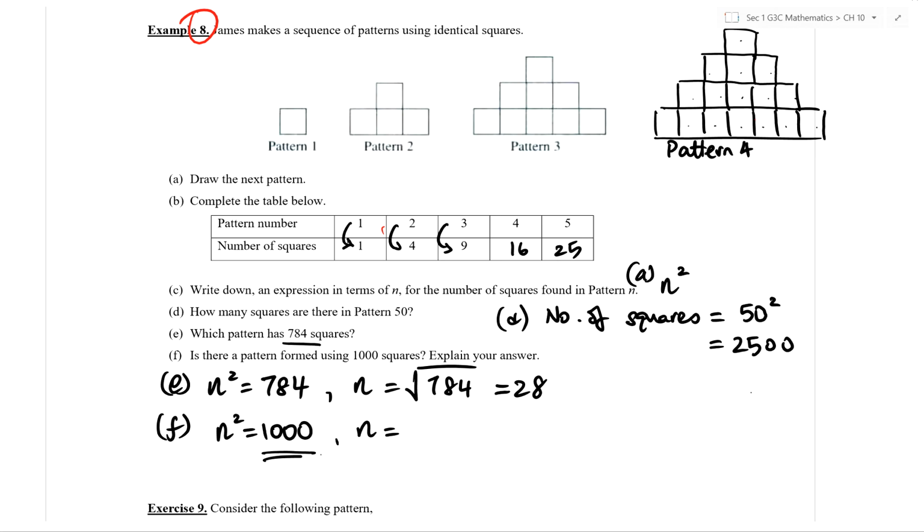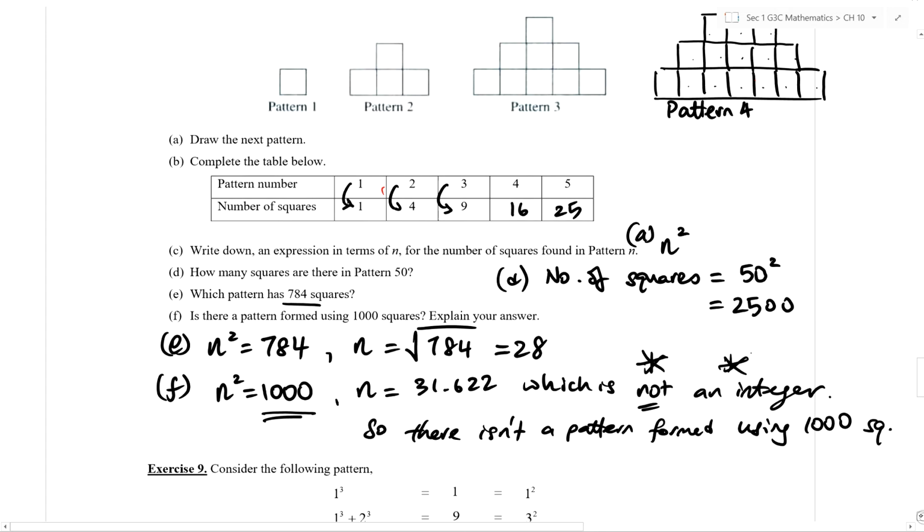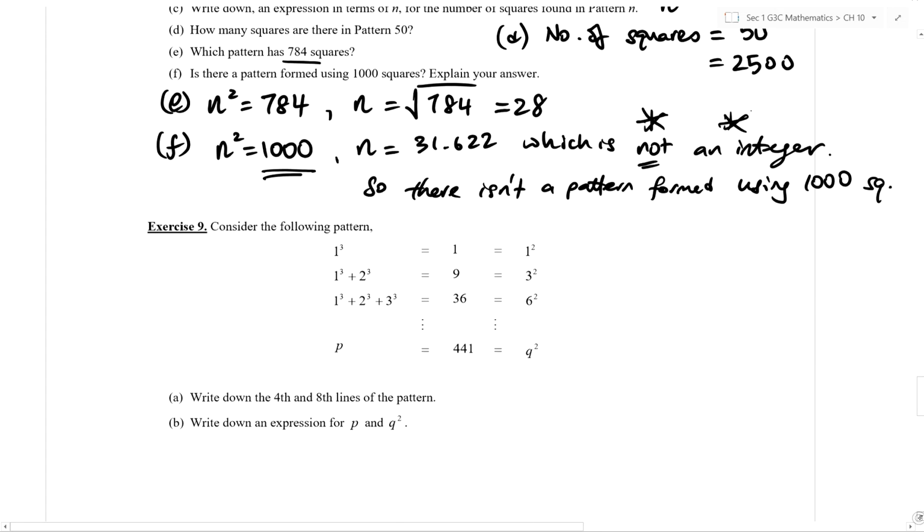But let us just write down what we have. n is going to be 31.622, which is not an integer. So there isn't a pattern formed using 1000 squares. Okay, so this is the way we phrase our explanations whenever we are asked whether a term is part of a sequence.